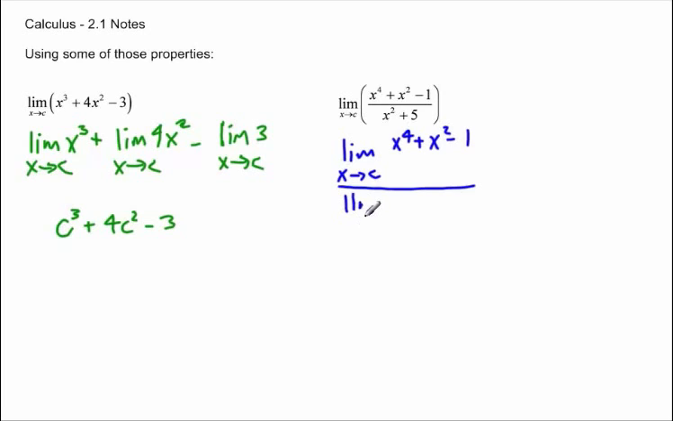The limit as x approaches c of x squared plus 5. So how is this going to look? Well, we just substitute c in everywhere there was an x, and we're off and running without a problem at all. So the answer, as x approaches c, will be c to the fourth, because everywhere we see an x, we can put a c in its place, plus c squared minus 1. And then on the bottom is c squared plus 5. So that's the limit for these two things.